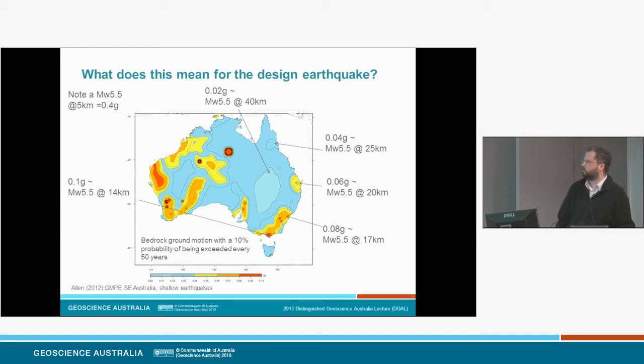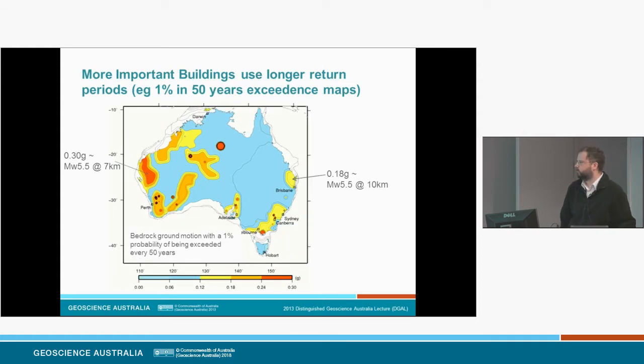If you design everything with a 10% probability of being exceeded, which is typically what you use for, say, an apartment block. For more important buildings, you might want to design for the bedrock ground motion with a 1% probability of being exceeded every 50 years. That's a larger ground motion. And effectively what you're designing for there is an earthquake closer in or a bigger earthquake at the same distance.